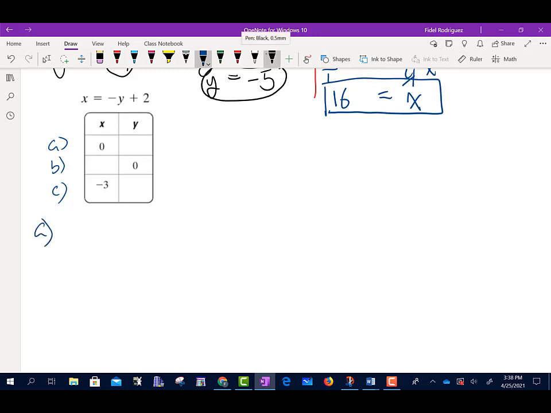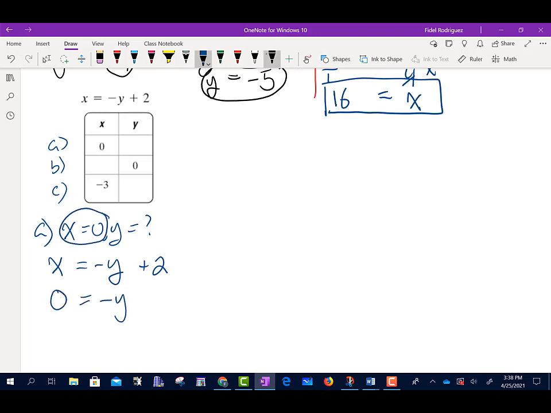So for part A, we know that x is 0, but we don't know what y is. So when we write out our equation, x equals negative y plus 2, now we're going to plug in a 0 for x. So 0 equals negative y plus 2. Remember, I'm trying to solve for the letter y. So I'm going to go ahead and subtract 2 on both sides. This is going to give me a negative 2 equals, I can think about this y, y'all, in case it helps, as a negative 1 times y.